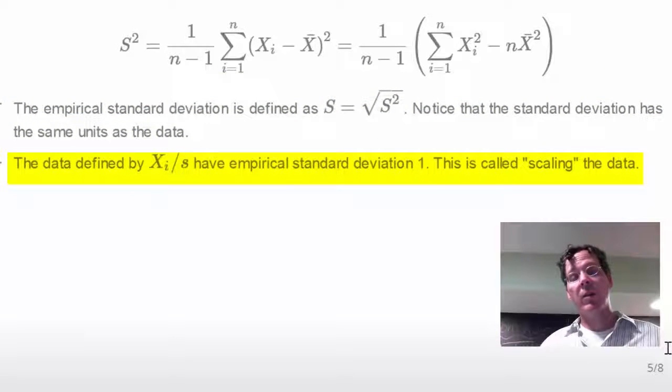Another interesting fact, not unlike centering, is scaling. So if we subtract the mean off from every observation, we get a resulting data set that has mean 0. If we divide every observation by the standard deviation, the resulting data set will have standard deviation 1. This is called scaling the data.